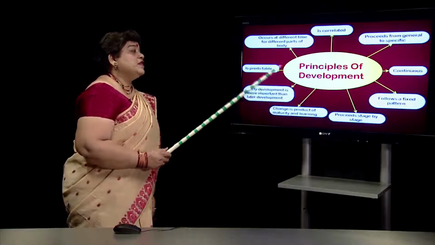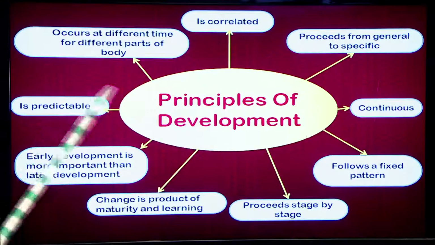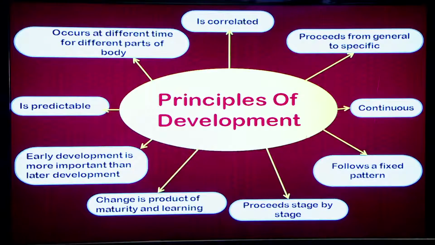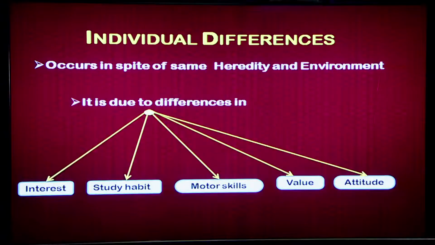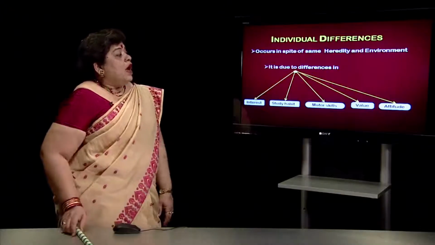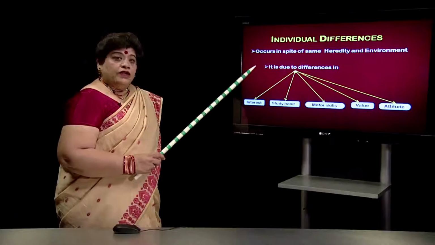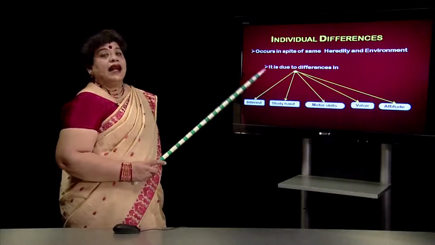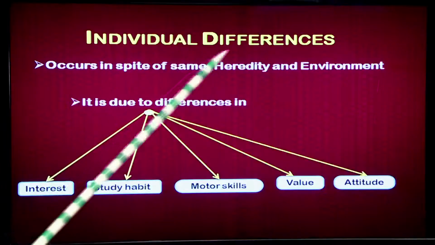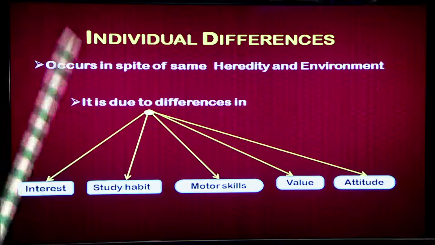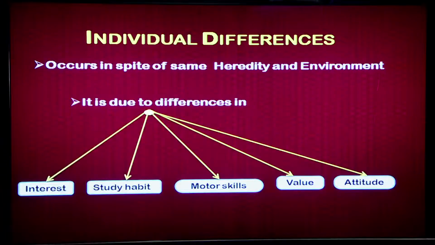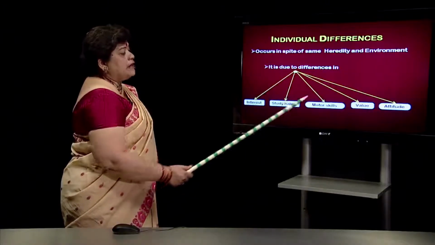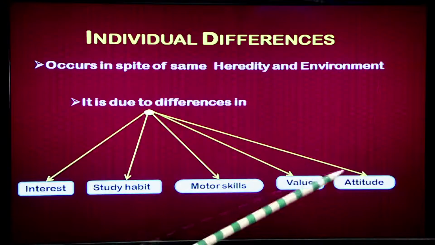And a principle which is very important is that development is predictable. We are able to predict, or we are able to tell what next development will happen. As you remember, in one of the earlier slides we had discussed that there are individual differences. If there is difference in environment, in heredity, these differences happen due to difference in interest, study habit, motor skills, value and attitude.